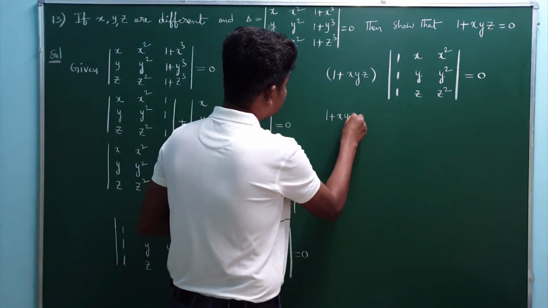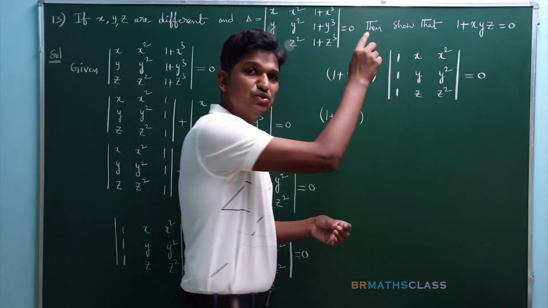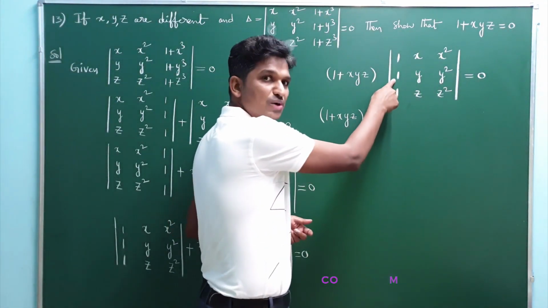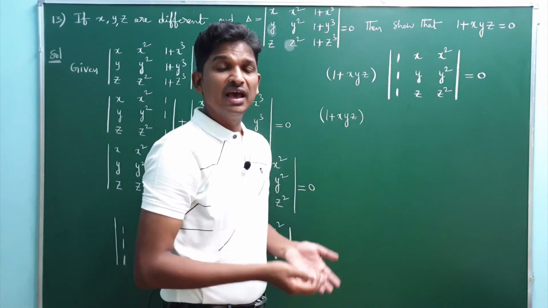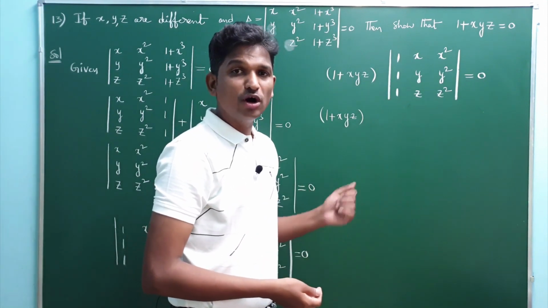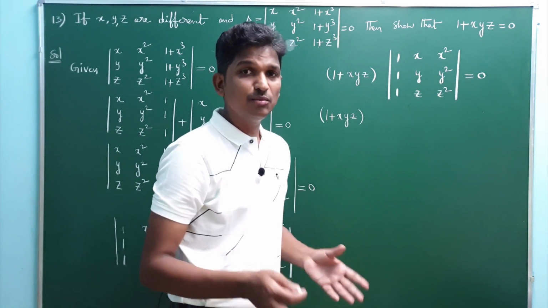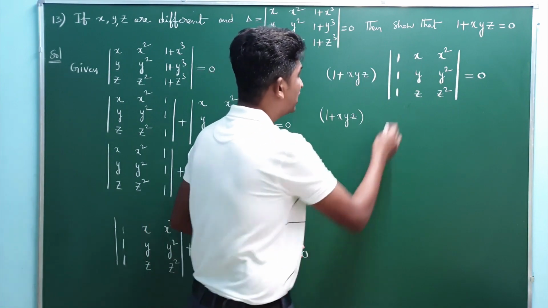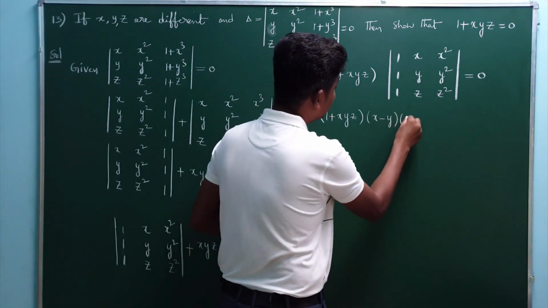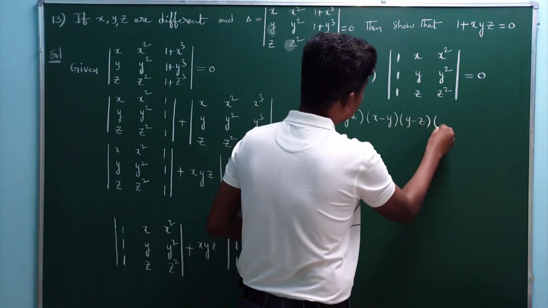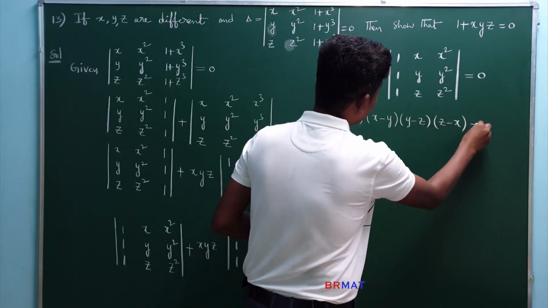1 plus xyz into, if you want, you just apply the operation, you make this one 0 and you make this one 0, further you do and get the answer. Or else, as we already did this problem, I know the answer for this, I am writing this answer. In the exam also you can write like this directly. When you simplify this, you will get the answer like this: x minus y into y minus z into z minus x equal to 0.